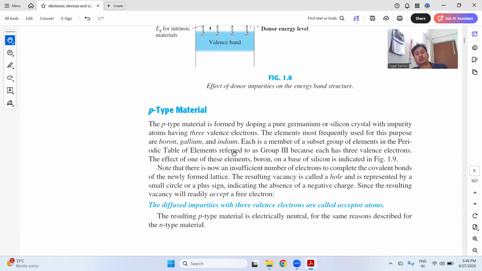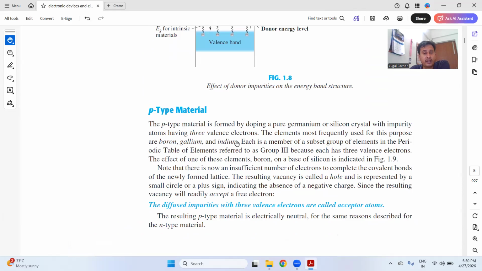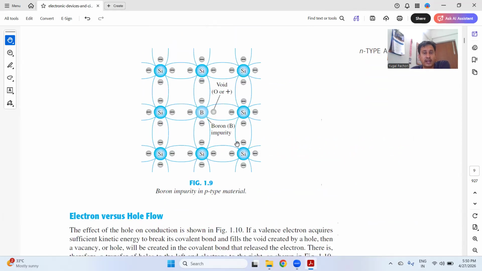Those who are watching this particular video, see, when you add trivalent impurity to the semiconductor, it forms p-type semiconductor. Now, what are the examples of the trivalent? Boron, aluminum, gallium, indium. These are the examples of the trivalent impurity. Now, when the trivalent impurity is added, then it becomes p-type. And the majority charge carriers are the holes, and the minority charge carriers are the electrons. This I will tell you with this particular diagram.